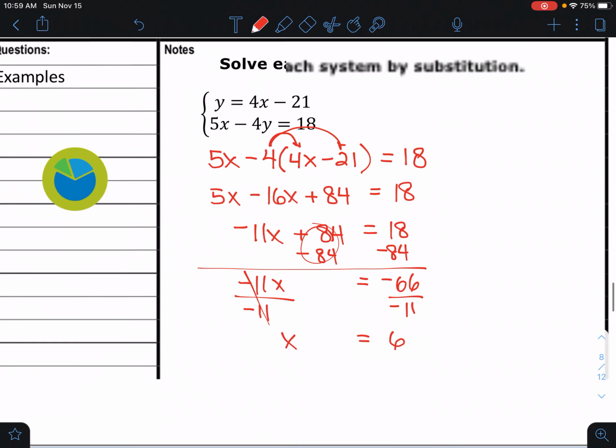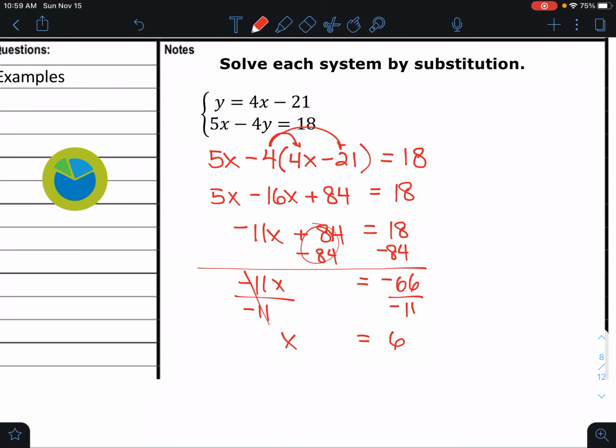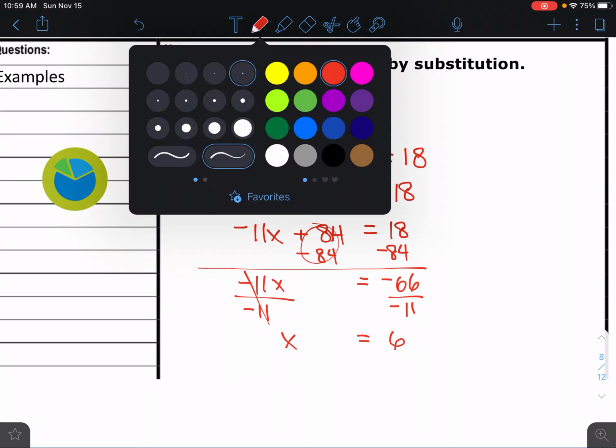Remember, when we're solving, we're looking for where these two lines cross. That would be an ordered pair, so we need an x and a y. Once you know what one of your variables are, then you can take that and plug it in to the equation that makes the most sense, any one of the original ones. But since this one says y equals 4x minus 21, we're trying to find y. It makes sense to plug into that top one. So that's what I'm going to do.